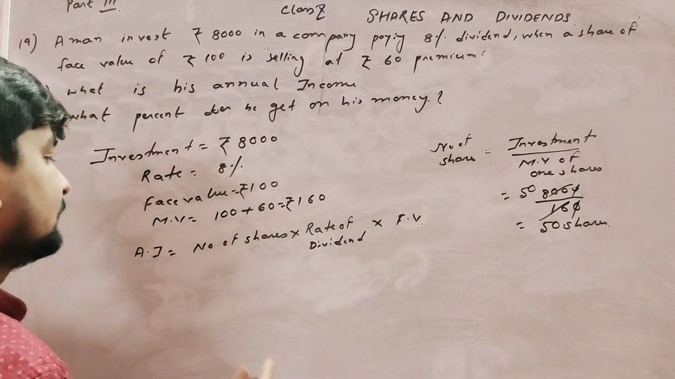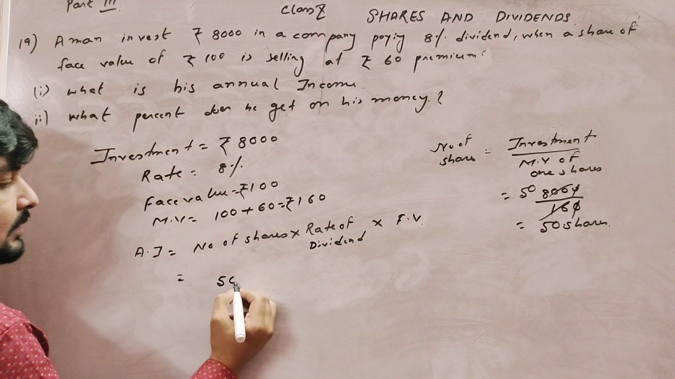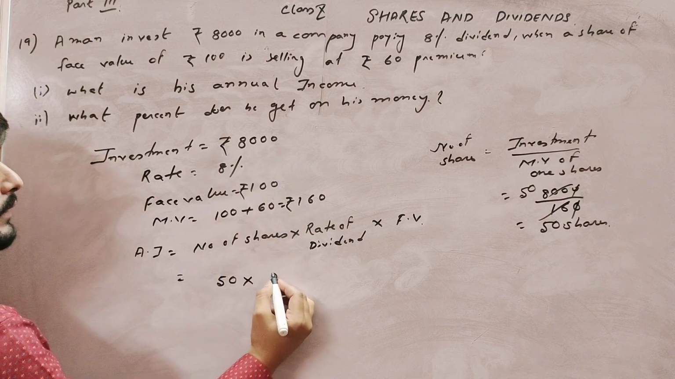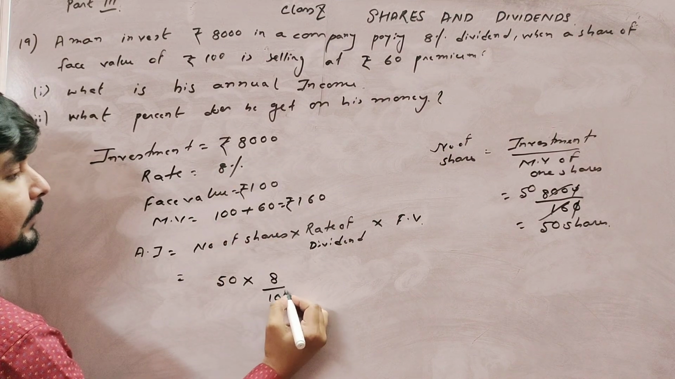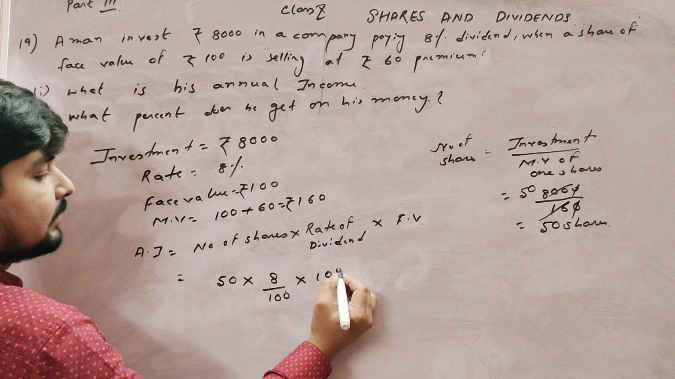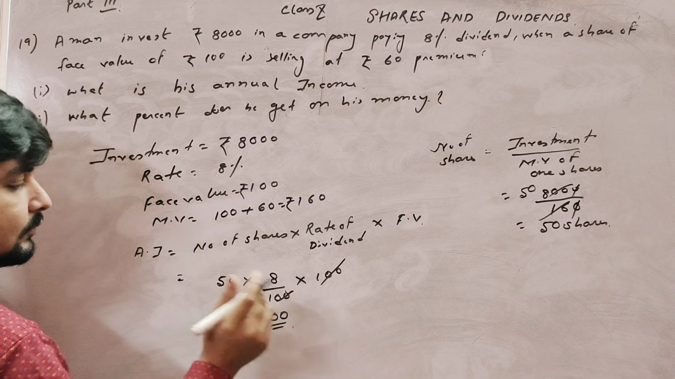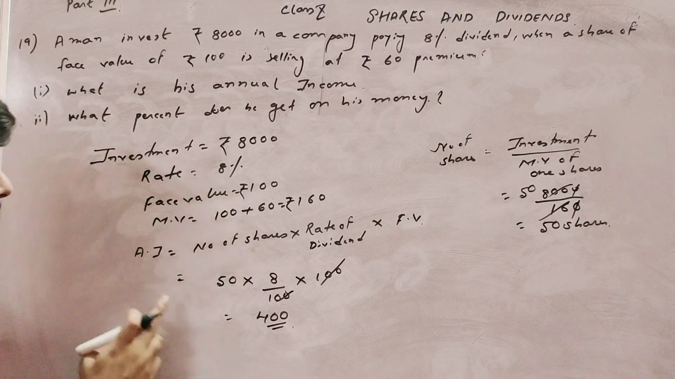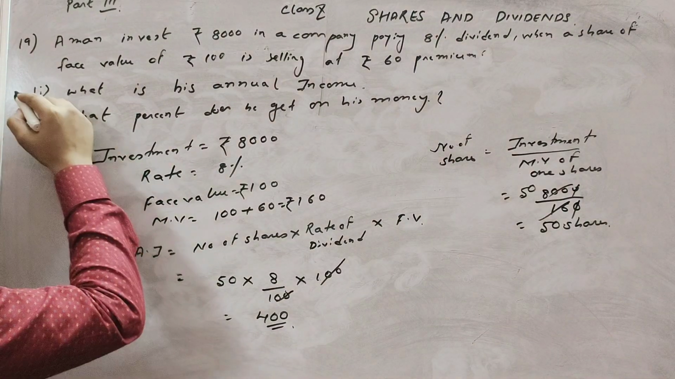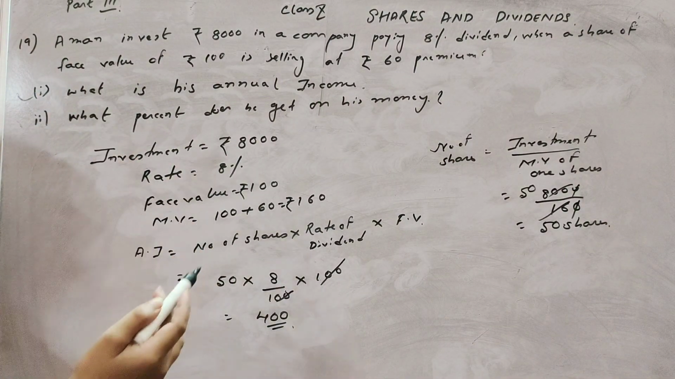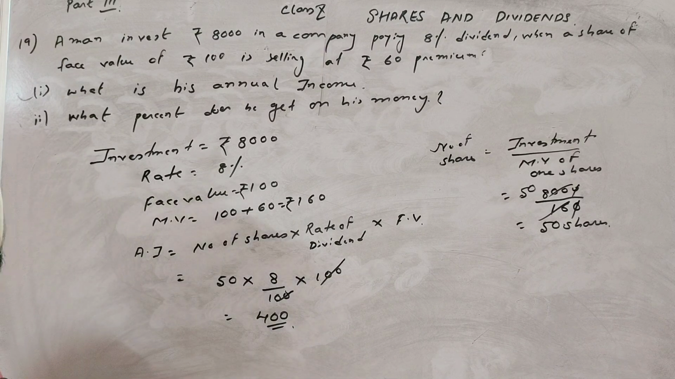Done. So number of shares is 50, rate is 8%, into face value is 100. So annual income is 400. First question is done. What percent does he get on his money? Percent means what rate of return he gets on his money.